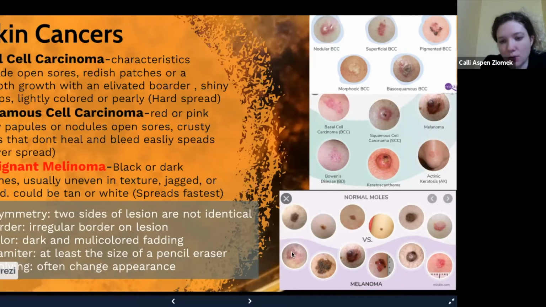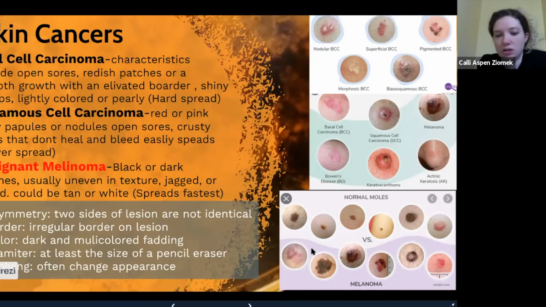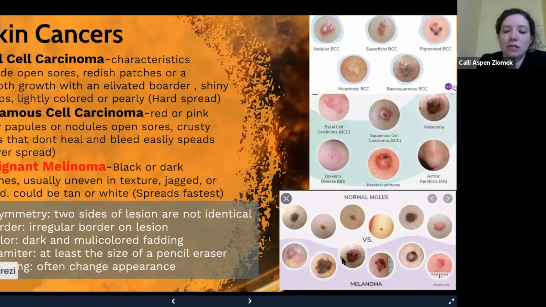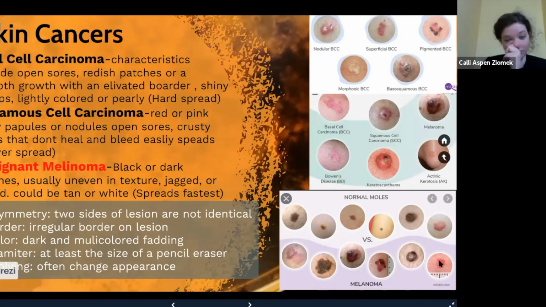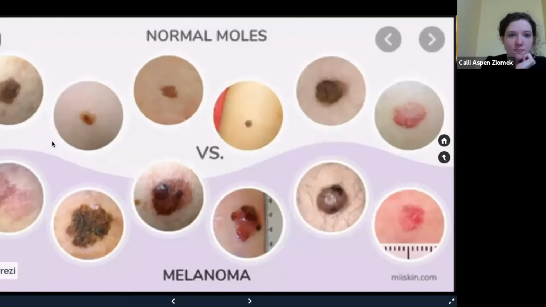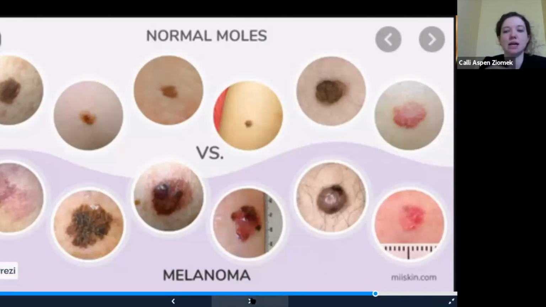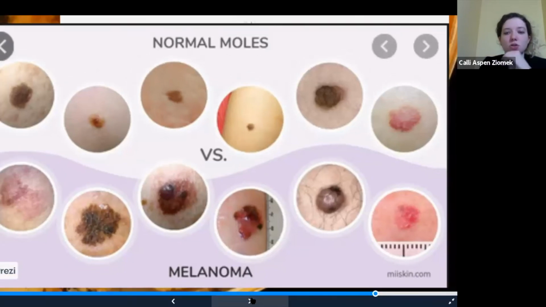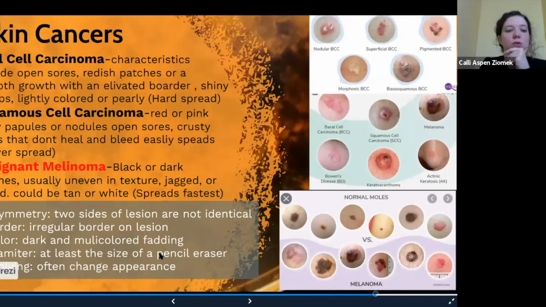So these bottom ones here, the top are the normal moles, and then the bottom ones that look very odd and very discolored and raised in different shapes, those are your melanomas. Right here. So your normal moles are on the top, and your melanoma is on the bottom. So you want to be very aware if you see any of those to advise your client to seek medical attention as soon as possible.